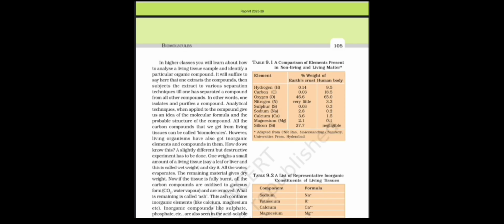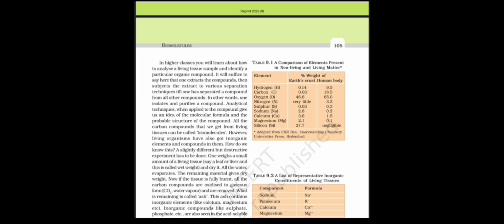In higher classes, you will learn about how to analyze a living tissue sample and identify a particular organic compound. It will suffice to say here that one extracts the compounds, then subjects the extract to various separation techniques till one has separated a compound from all other compounds. In other words, one isolates and purifies a compound. Analytical techniques, when applied to the compound, give us an idea of the molecular formula and the probable structure of the compound. All the carbon compounds that we get from living tissue can be called biomolecules.